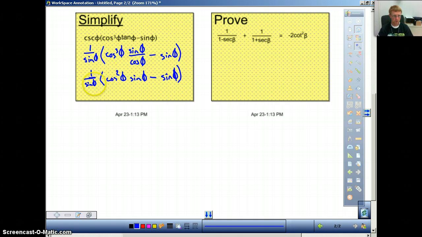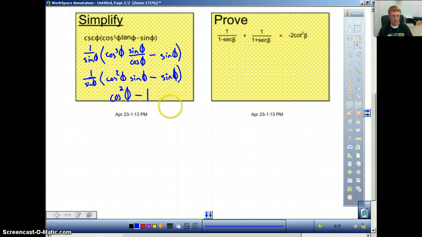Now what I'm going to do is I'm going to multiply this through the entire parentheses. This is going to create a sine of phi on the bottom. So it's going to cancel out with this and with this. So the sine being multiplied through looks like sine and sine will cancel out. So we're going to be left with cosine squared of phi minus the sine and sine cancel out, so that'll be 1. Now, looking at this may seem like it is completely simplified, but it's really not.